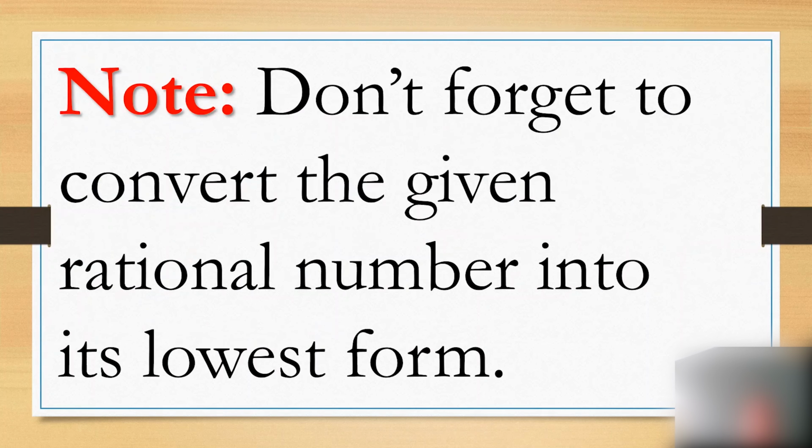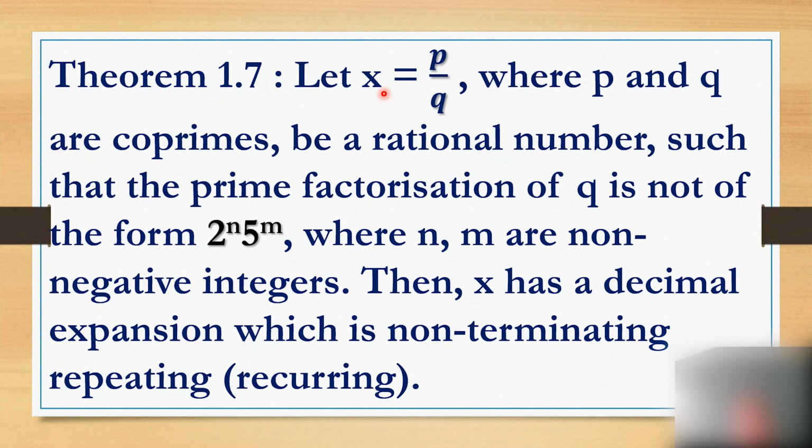Now let's have one more theorem about that. Let x be of the form p by q, where p and q are co-primes, be a rational number such that the prime factorization of q, that is the denominator, is not of the form 2 raised to the power n and 5 raised to the power m, where n and m are non-negative integers. Then the decimal expansion is non-terminating. So finally we have come to know the conclusion that if it is of the form p by q and q has some factor other than powers of 2 and 5, then the decimal expansion of that number will be non-terminating repeating.